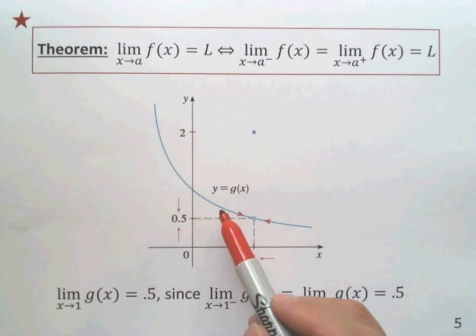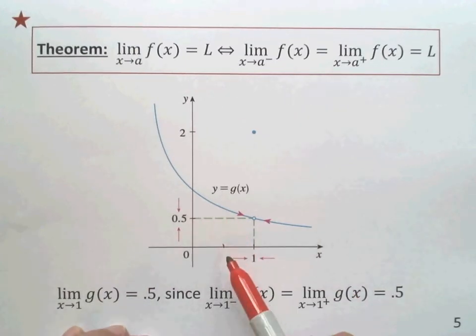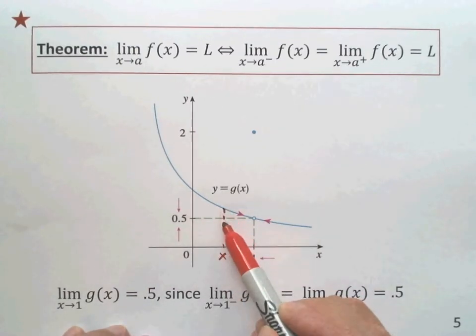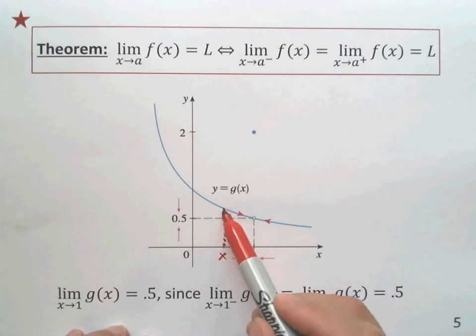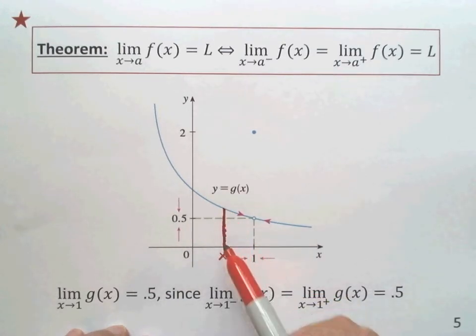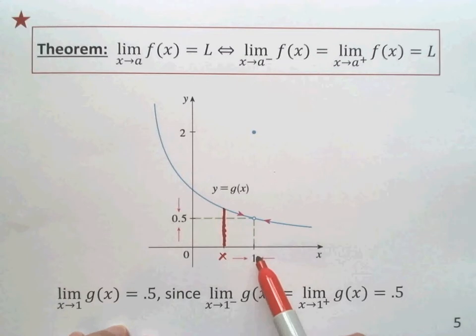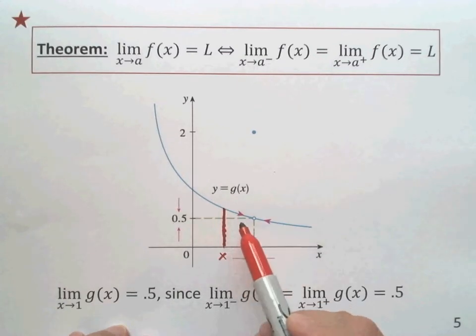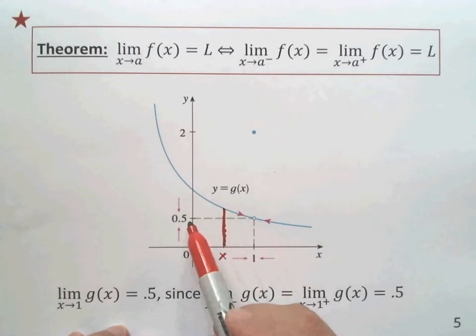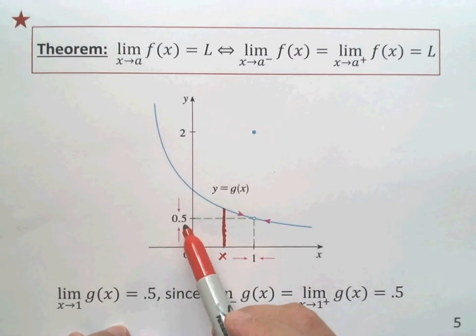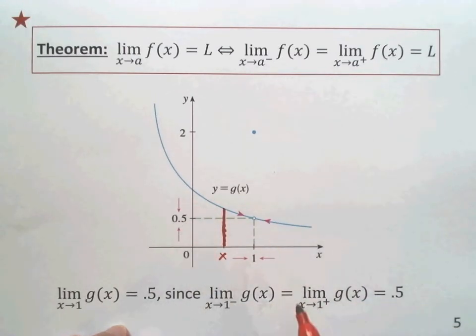If this is x, if I simply take this as x, and this is the value of f at x, right? When x approaches 1 from the left side, the value goes down to arbitrarily close to 0.5, right? This is the left, which means the left-handed limit equals 0.5.